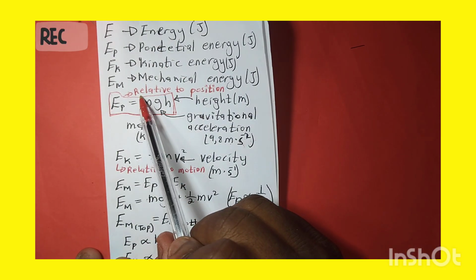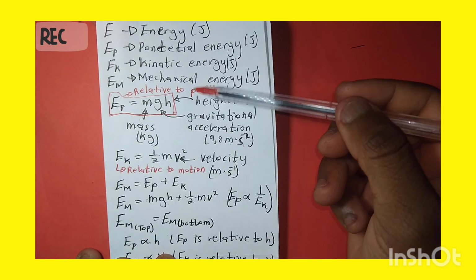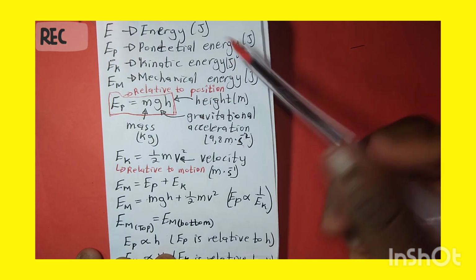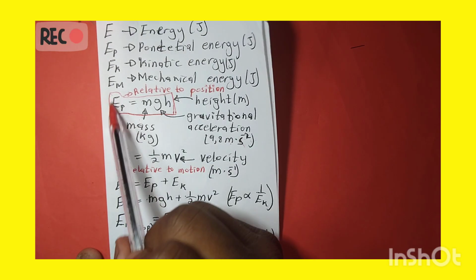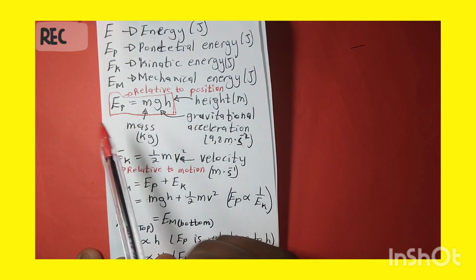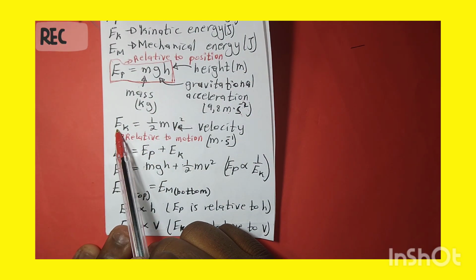This energy, guys, is relative to position there. So when an object is changing its position, potential energy there will be possessed. Do you understand? Yeah. So okay, guys, here we also got EK there.